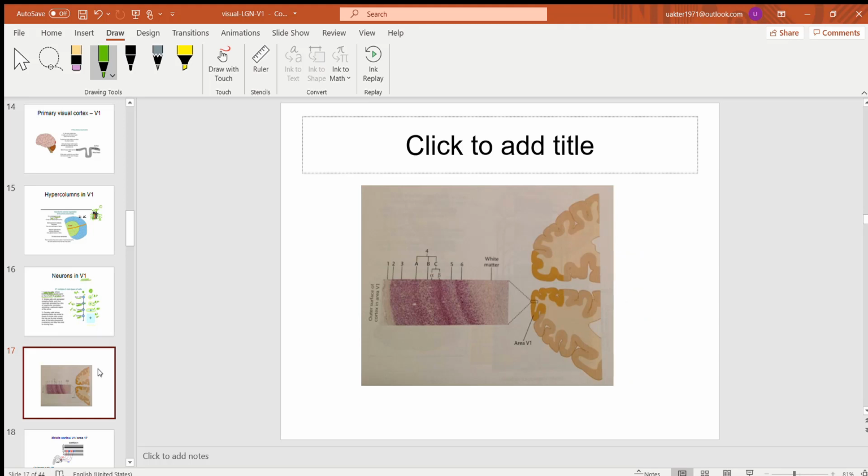Here, if you just take a chunk of V1, or only the cortex, you will be able to see these 6 layers in the cortex. 1, 2, 3, 4, 5, 6, and layer 4 is the input layer. 4C has alpha and beta, right? And also 2 and 3. So these are the input layers. 5 and 6 are the major output layers. That means they send signal to other areas. Okay, and 4C and 2 and 3 receive input from the lateral geniculate nucleus.